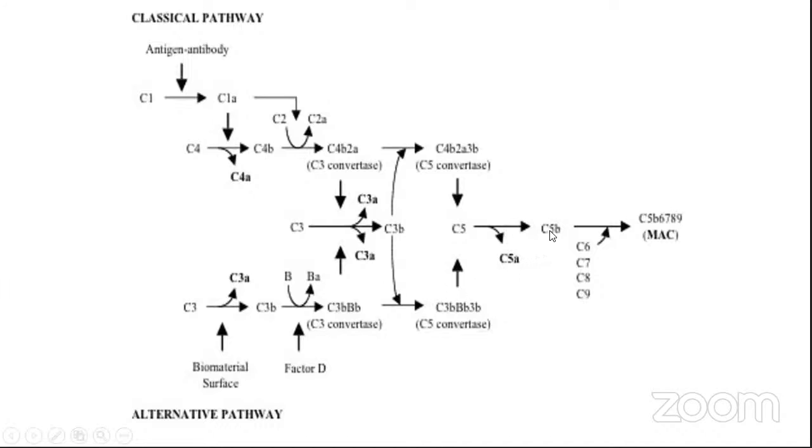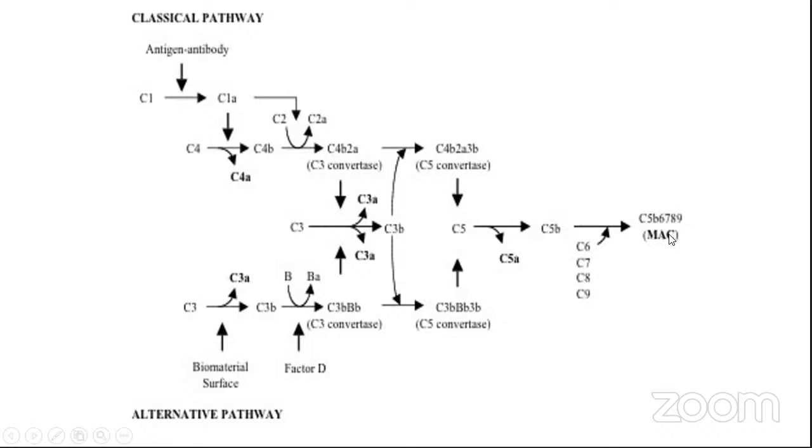This C5 is cleaved into a larger fragment C5B and a smaller fragment C5A, and this larger fragment C5B will now join the cascade where it will be fused with C6, C7, C8 and C9. So this C5B, 6, 7, 8 and 9 together is called the MAC complex or membrane attack complex.